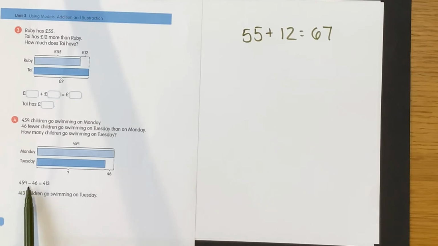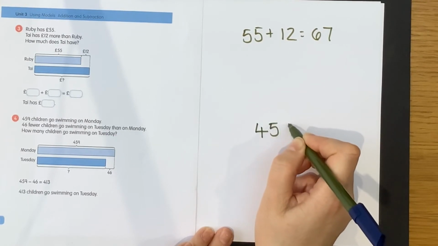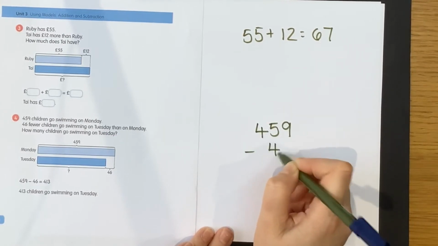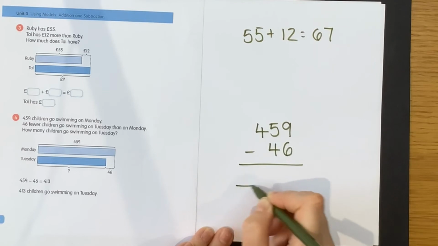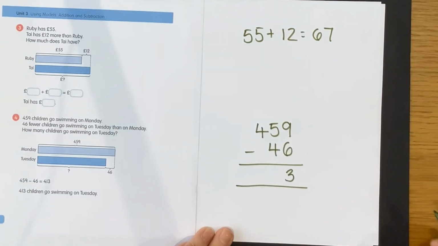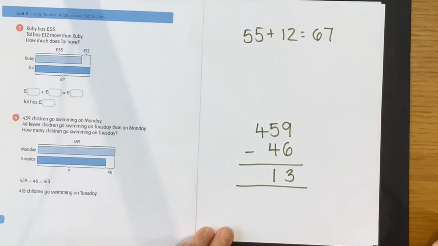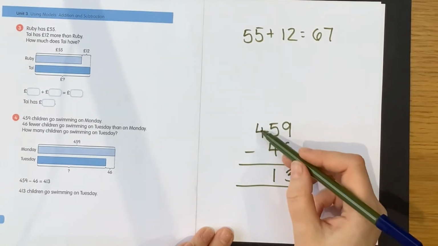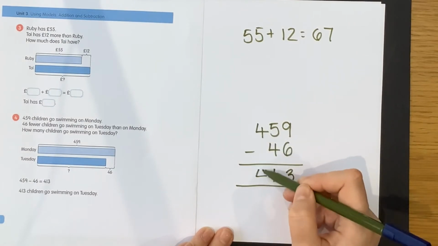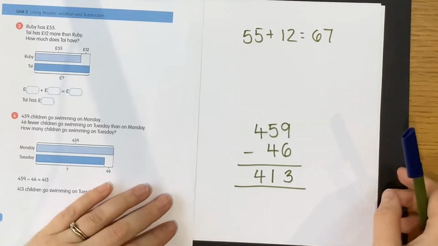459 take away 46 is 413. Let me just show you what that calculation would look like written in a column method. So we start with our ones. 9 ones take away 6 ones is 3 ones. Then our tens. 5 tens take away 4 tens is 1 ten. And then our hundreds. 4 hundreds take away no hundreds is 4 hundreds. So 413 children go swimming on Tuesday.